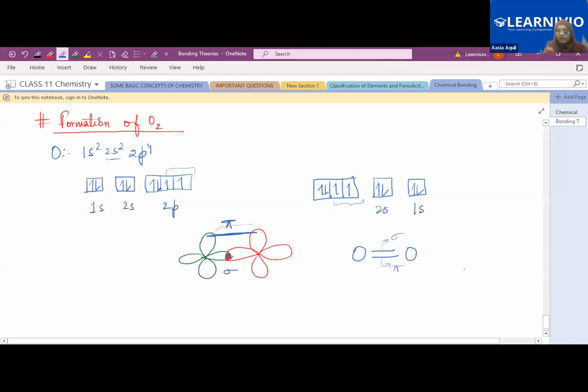Yeah. And according to the octet rule, there will be lone pairs, but मैंने यहाँ पे show नहीं किया है, right? So 1, 2, 3, 4, 4 electrons are there. So actually यहाँ पे lone pairs भी है to satisfy the octet. So that's how we show the formation of O2: 1 sigma and 1 pi bond.